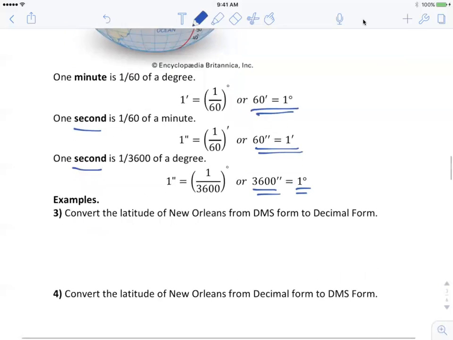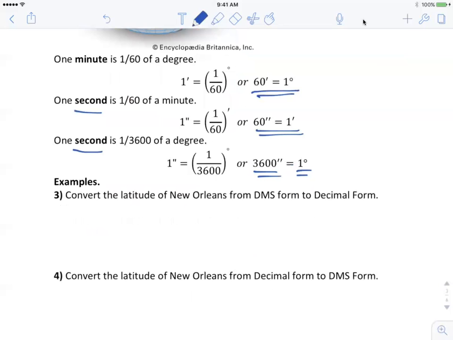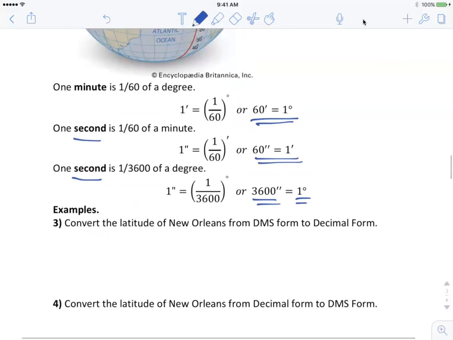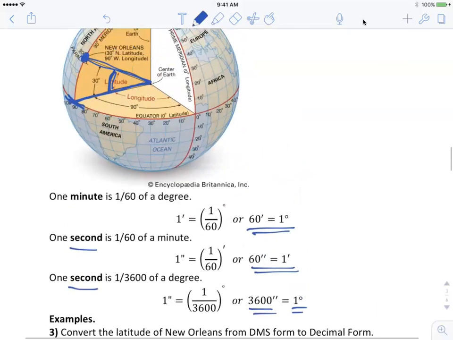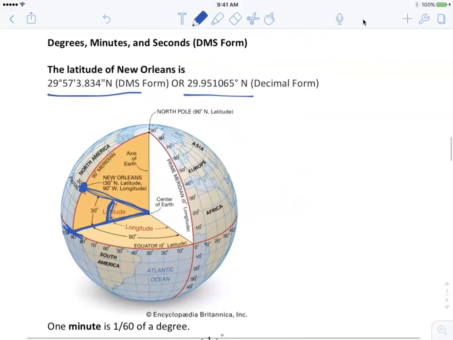All right, so let's do some math here. Let's convert the latitude of New Orleans from DMS form to decimal form. Okay, so I go back, get my DMS form. There it is.